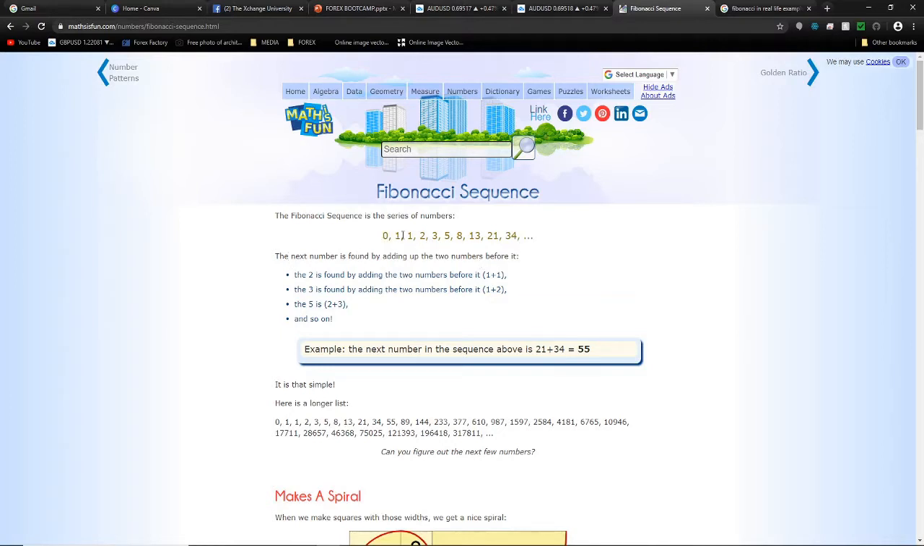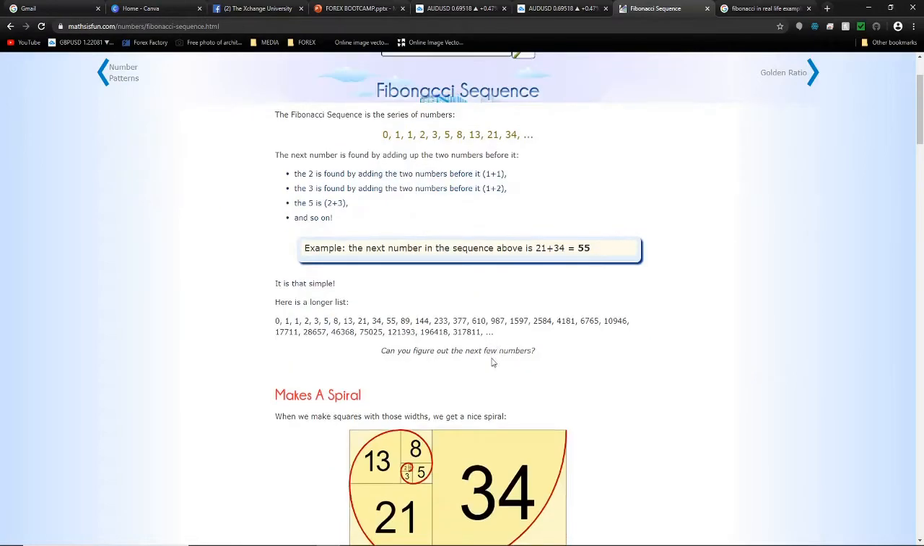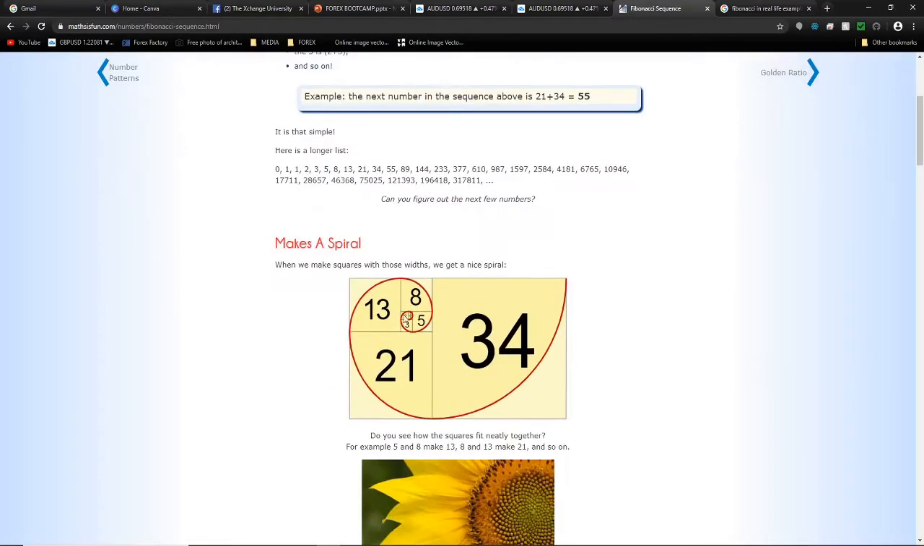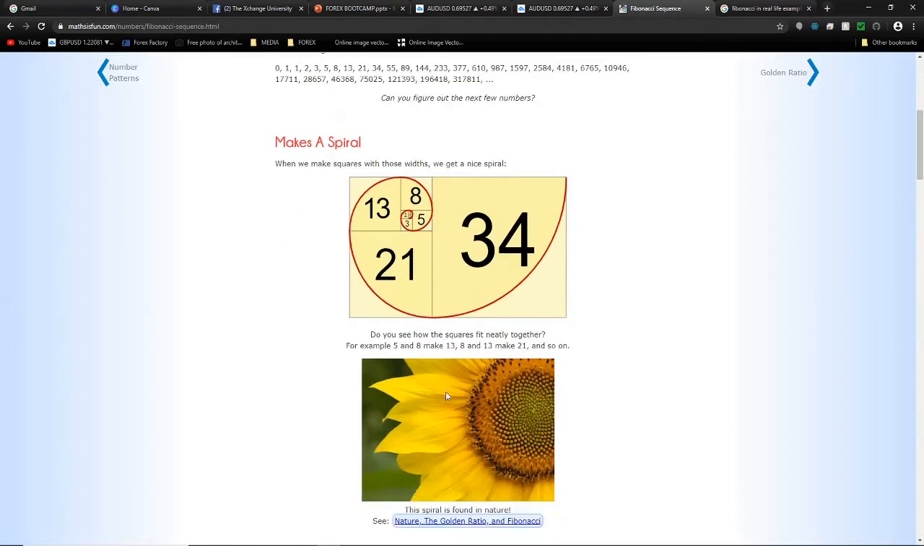So 0 plus 1 equals 1, 1 plus 1 equals 2, 3 plus 2 equals 5, 5 plus 3 equals 8, 13 plus 8 equals 21, and so on and so on. When this happens, you actually see that it creates spirals, right? This is the actual spiral that it creates. You'll find this in nature.